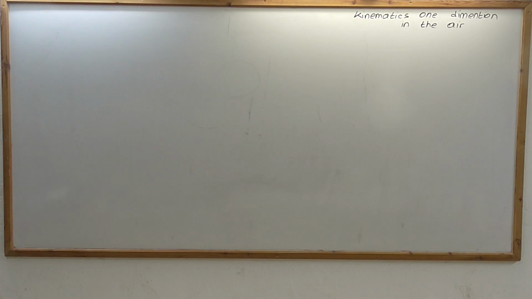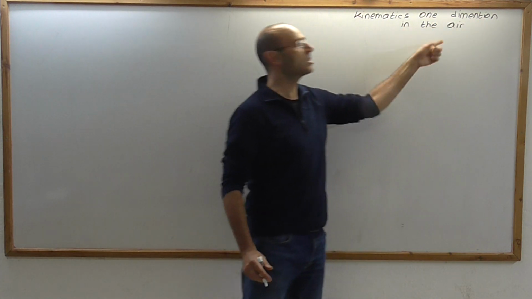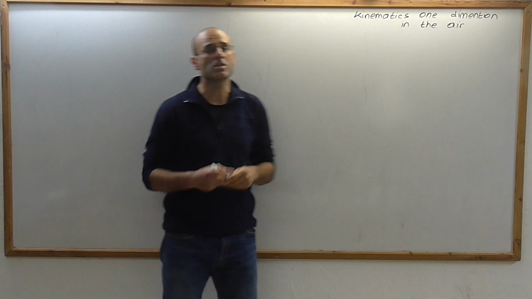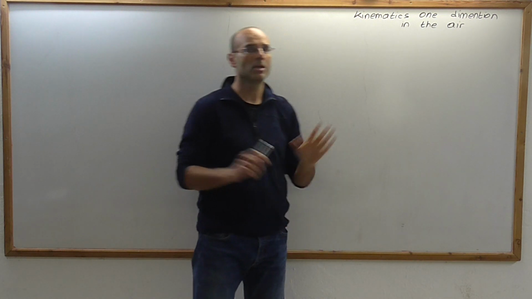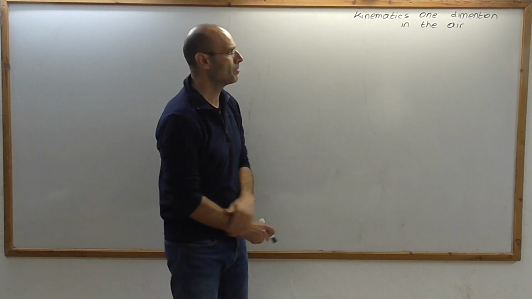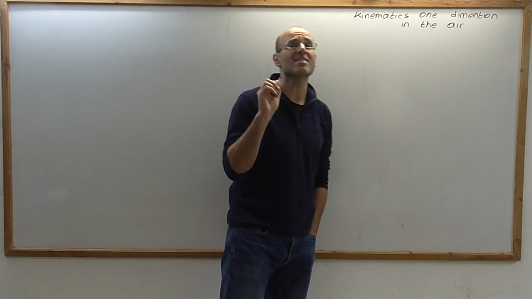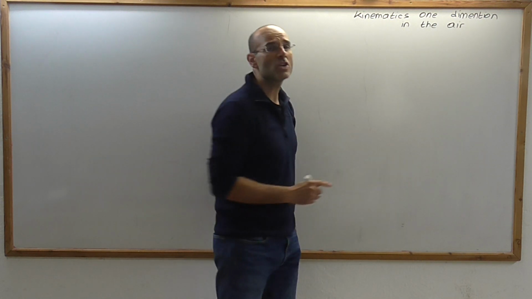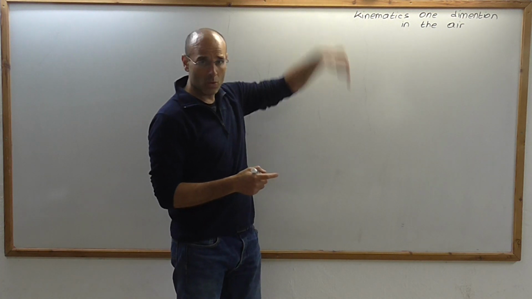Hello everyone! Today we're going to learn kinematics, one dimension in the air. In other words, we throw objects up or down, not horizontal. This we'll do next lesson. When an object is in the air, we know the acceleration. The acceleration will always be g, which is 10, downwards.